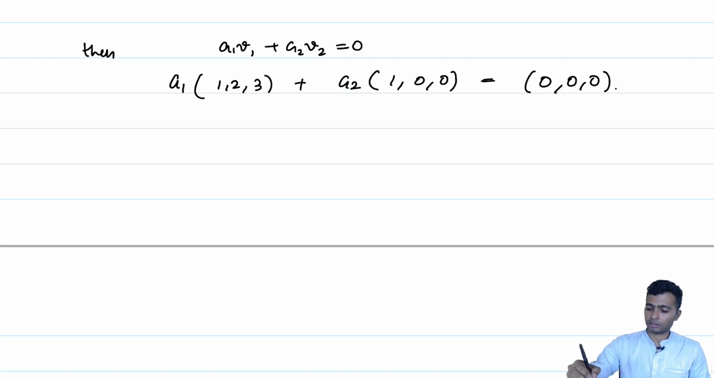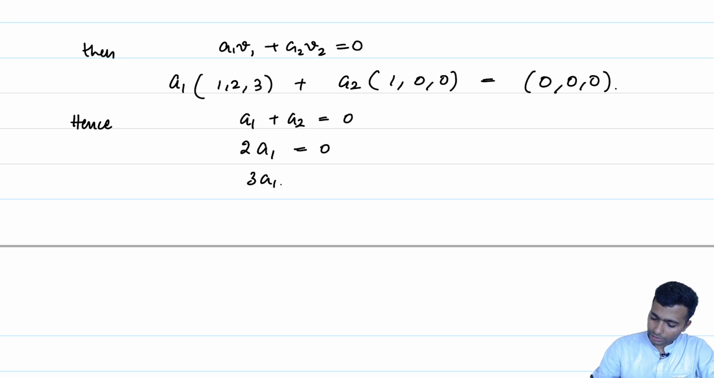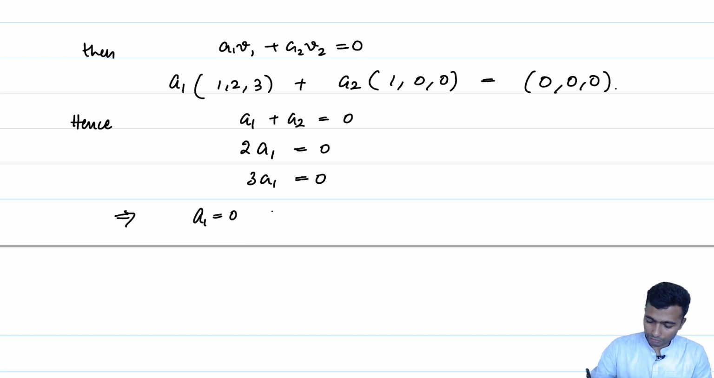As is clear from the context, the 0 on the right hand side is the 0 vector in R3, which is (0, 0, 0). Hence we have a1 plus a2 is equal to 0, 2 times a1 is equal to 0 and 3 times a1 is equal to 0. The last two equations imply that a1 is equal to 0, and in conjunction with the first equation, both a1 and a2 are equal to 0. This implies that S is linearly independent.